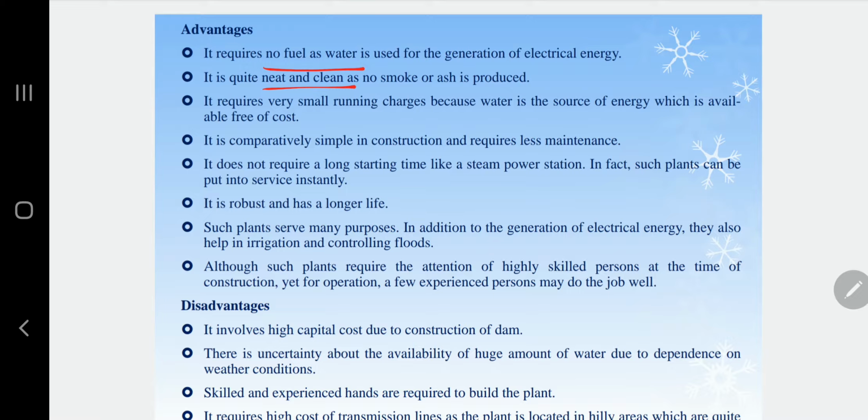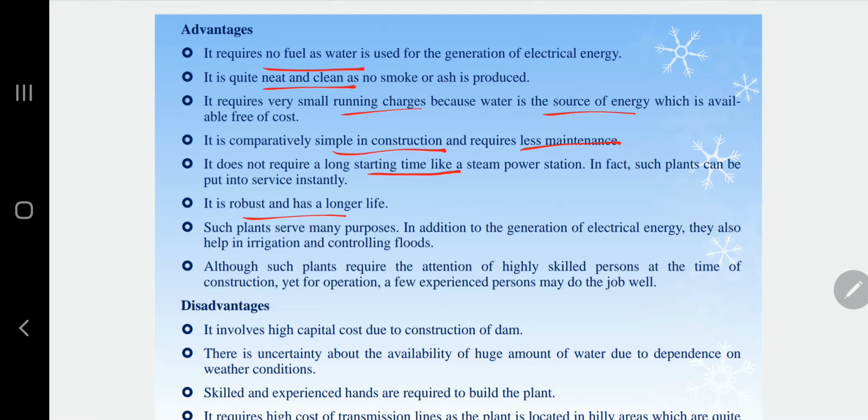Then it requires very small running charges because water is the source of energy. Running charges are very low. Now, when compared to any other plant, construction is simpler and it requires less maintenance. And it does not require a long starting time just like a steam power plant. This can be directly put into service. Then it is robust and has a longer life.